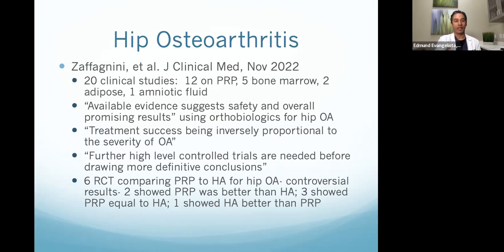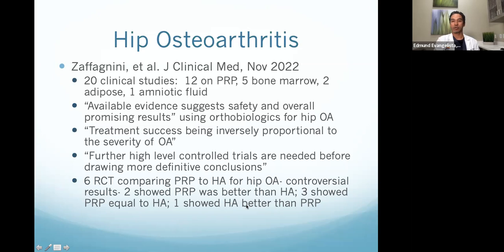Now, interesting thing in this study, they looked at 6 of the studies on PRP were randomized controlled trials comparing PRP to hyaluronic acid for hip OA. And the results were a little bit controversial. Now, we've reviewed the data for knee osteoarthritis, where they've compared head-to-head PRP and HA injections. And based on the knee data, it's pretty clear that PRP is superior to HA. However, in the hip data, it was somewhat more controversial. 2 of the studies showed that PRP was better than HA. 3 of the studies showed that PRP was equal to HA, and 1 of the studies showed that HA was better than PRP. So a little conflicting data.